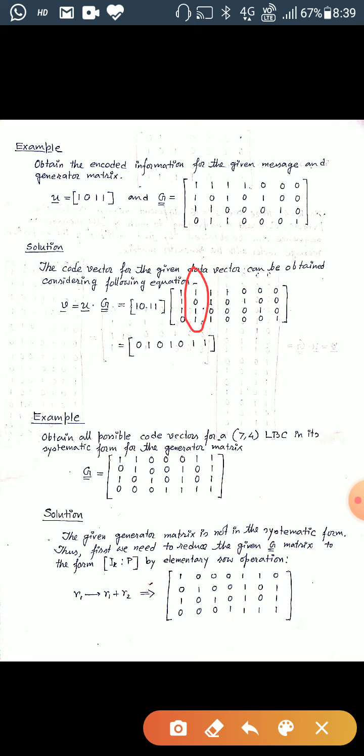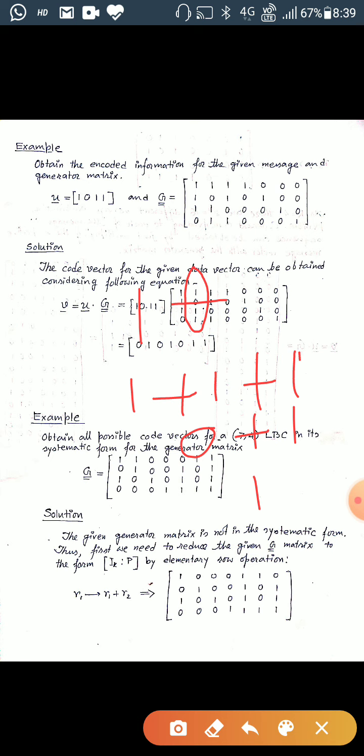Let us take the last column, that is 1 0 1 1 for this column. Which element do you have to omit? This 0 will be omitted because the message signal has 0 in that position. I already told you that where the 0 is present in the message, that particular row of the generator matrix should be eliminated. So this will be 1 plus 1 plus 1. 1 plus 1 means 0, and 0 plus 1 means 1.